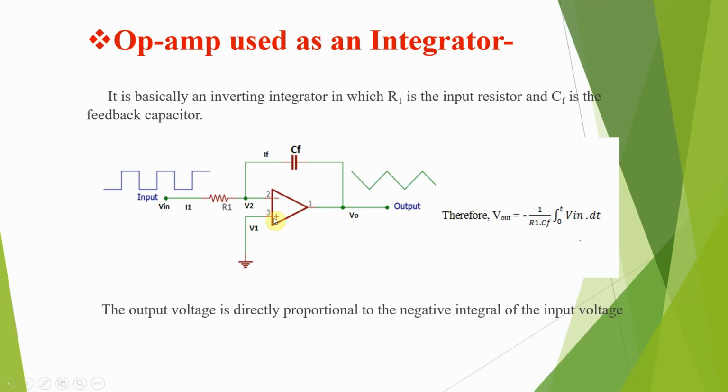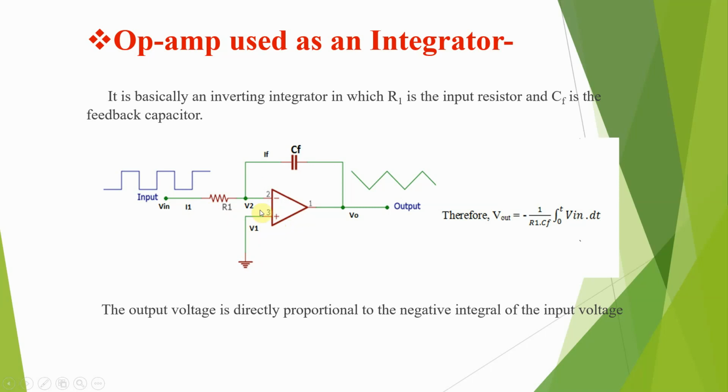First, the OpAmp used as an integrator. It is basically an inverting integrator in which R1 is the input resistor and CF is the feedback capacitor. This is the inverting amplifier, meaning we apply the input signal to the inverting terminal of the op-amp and the non-inverting terminal is connected to the ground.